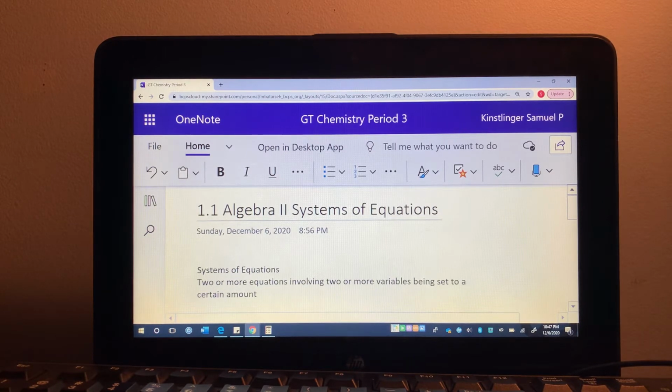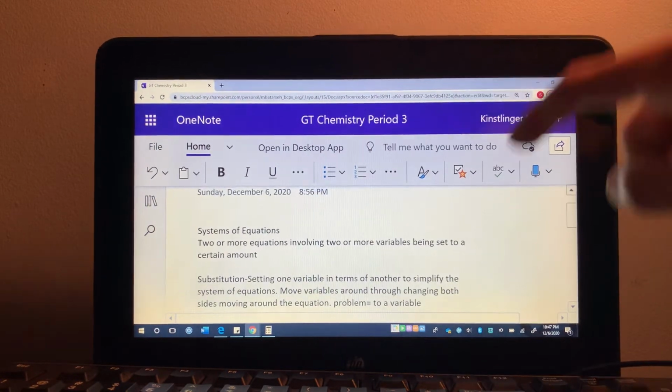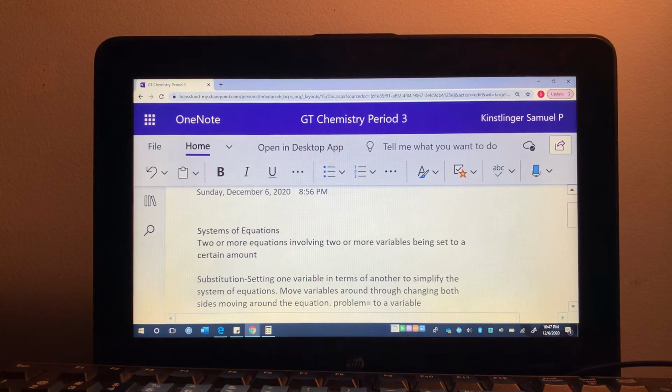Now, you take the equations and you solve for the variables in them, and you can do this in two ways. Our first one we're going to learn about is substitution. Substitution is when you set one variable in terms of another to simplify the system of equations. For example, if you have y equals x plus 1, and in your second one you have 2y, you could substitute that in and get 2 quantity x plus 1, or 2x plus 2.